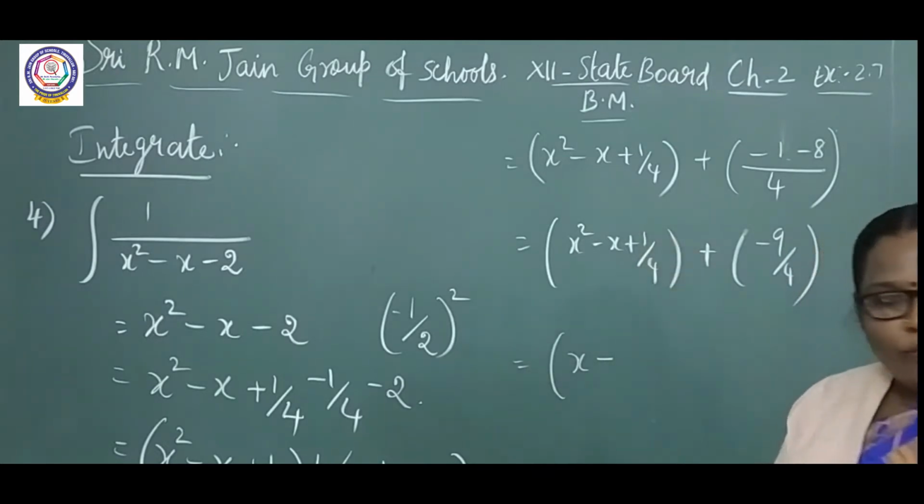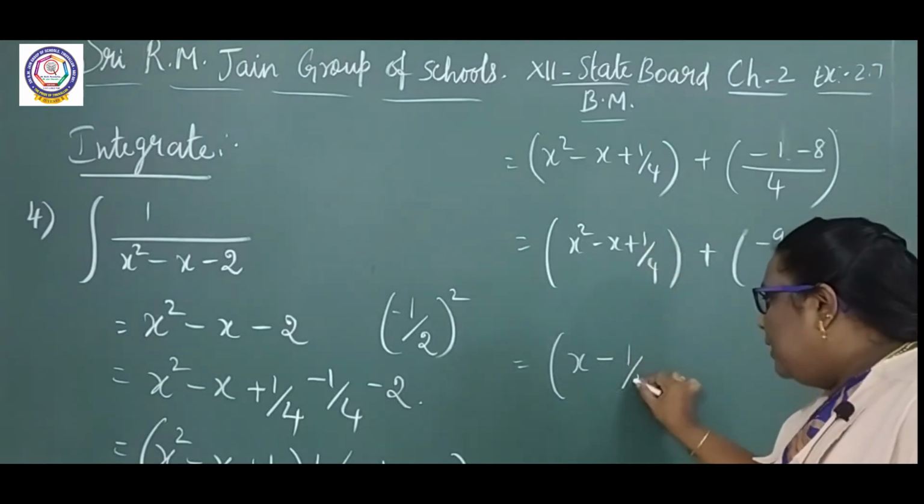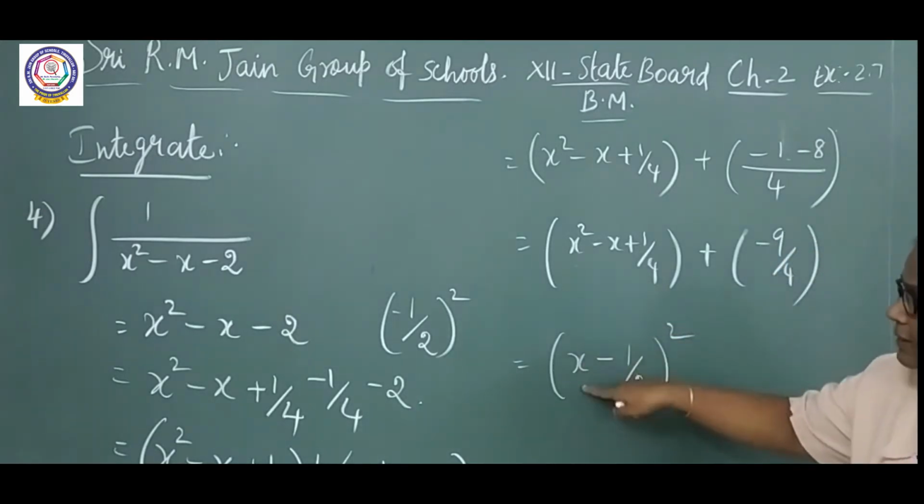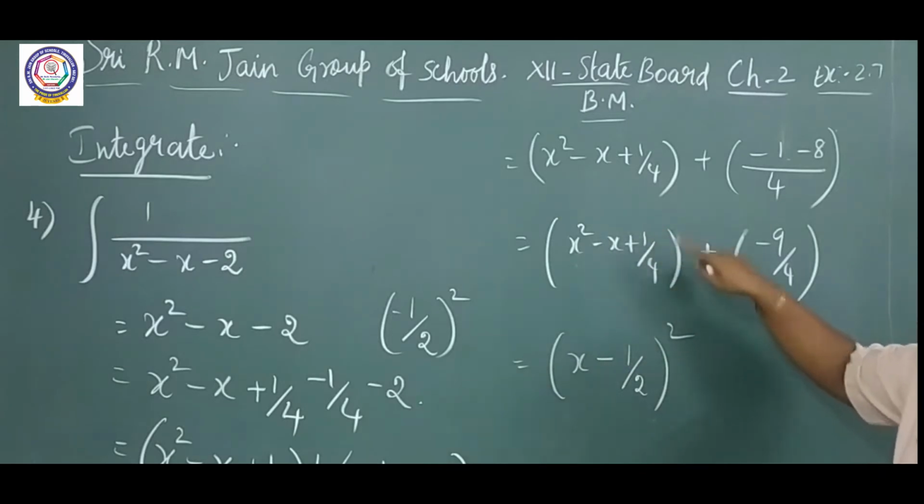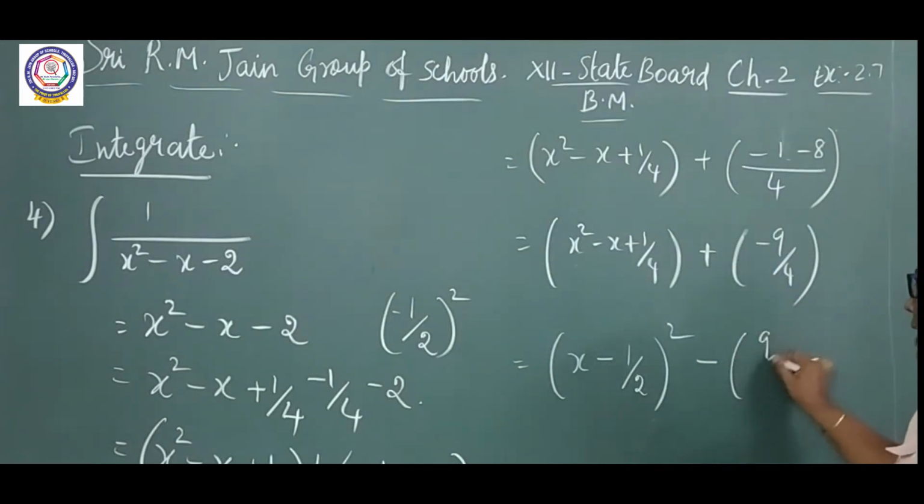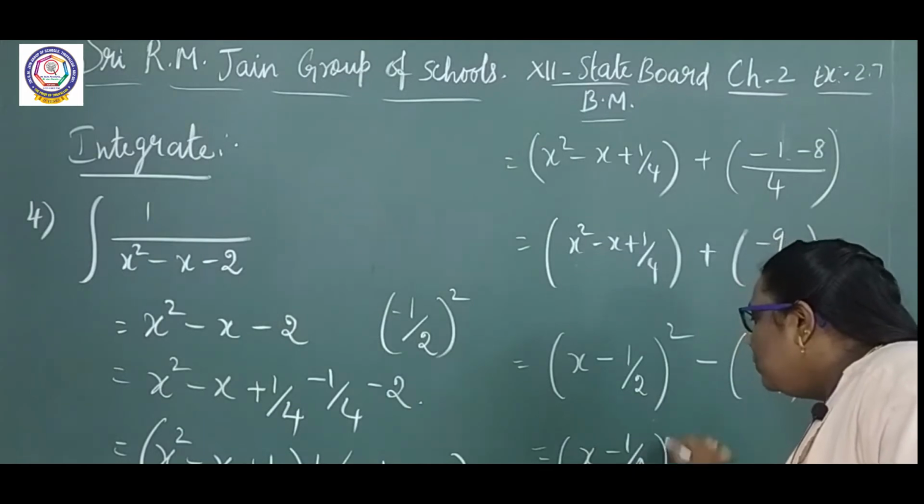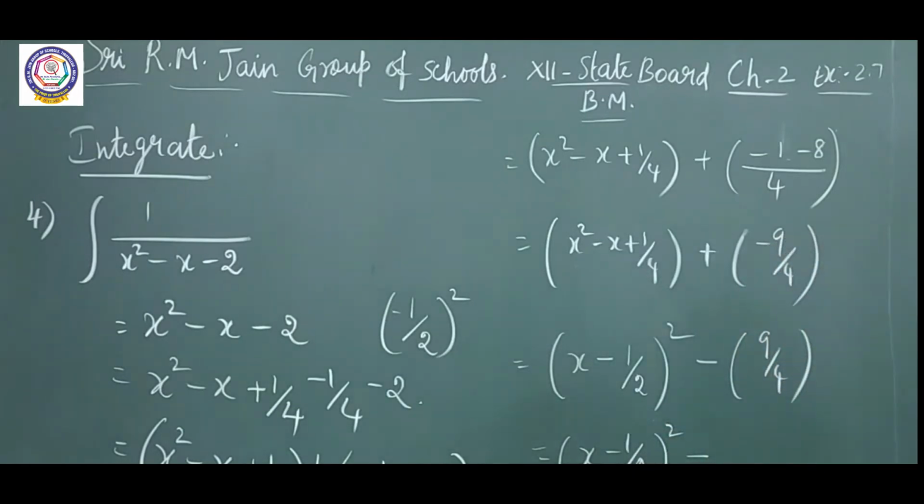What is the square root of 1 by 4? 1 by 2, the whole square. Is it clear for you? x minus, you can take the last term's square root. What is the square root of 1 by 4? 1 by 2, the whole square. Plus into minus, you put minus 9 by 4. So x minus 1 by 2 the whole square minus 3 by 2 the whole square.